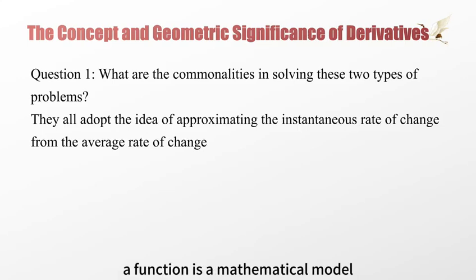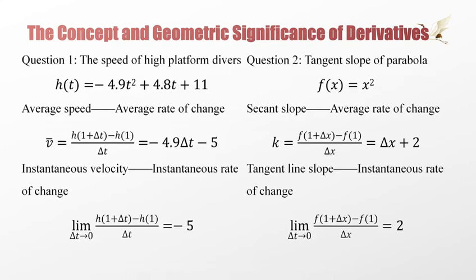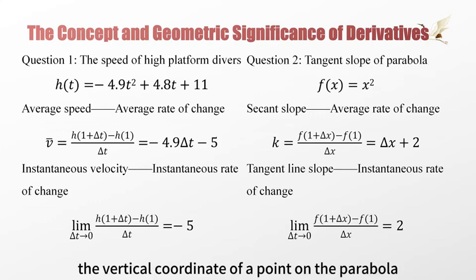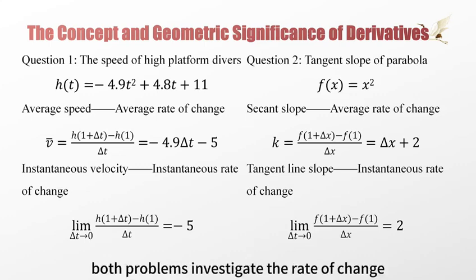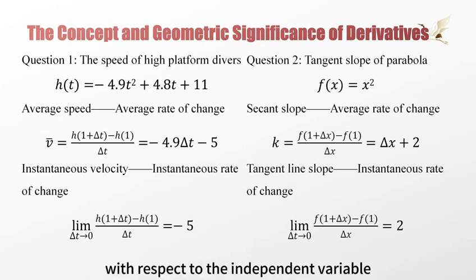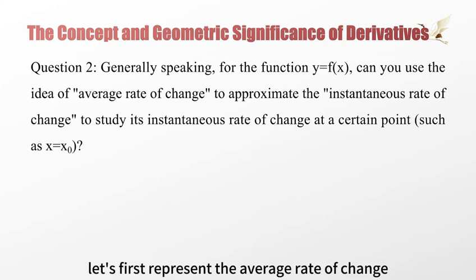As we all know, a function is a mathematical model that depicts the movement and changes in the real world. In question 1, the height is a function of time t. In question 2, the vertical coordinate of a point on the parabola is a function of the horizontal coordinate. Both problems investigate the rate of change of the function value with respect to the independent variable. So, for a general function y equals f(x), can you use the idea of approximating the instantaneous rate of change with the average rate of change to study its instantaneous rate of change at a certain point, such as when x equals x0? Let's first represent the average rate of change.